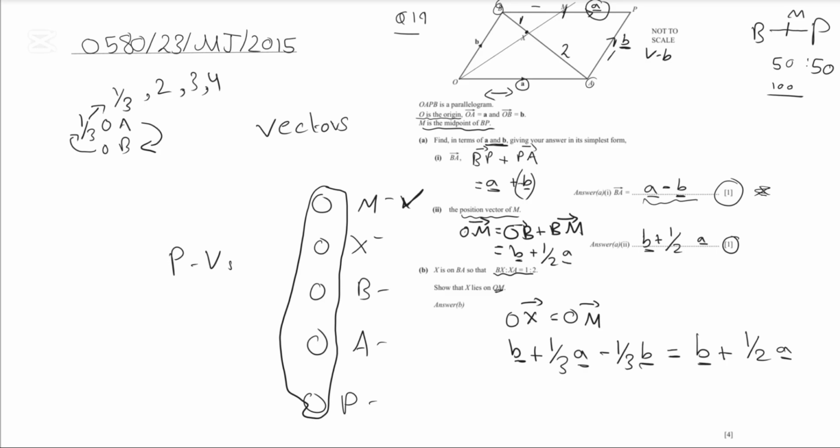So now we can see that OX is just 2/3 of OM. So we can write it as 2/3 OM is equal to OX. So because both of these vectors are scalar products of each other, this is true and you will get 4 marks for this.